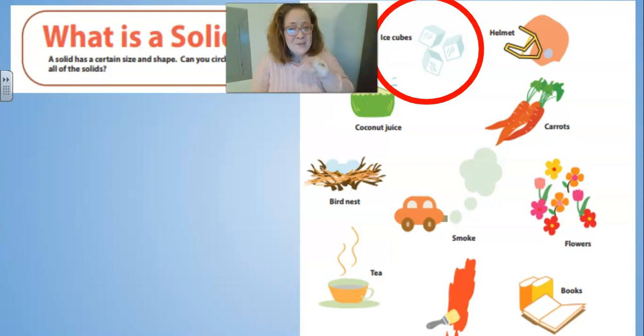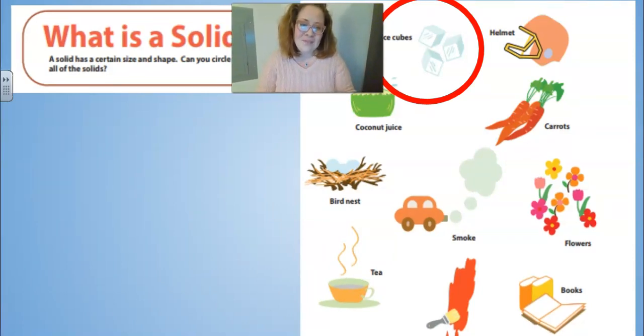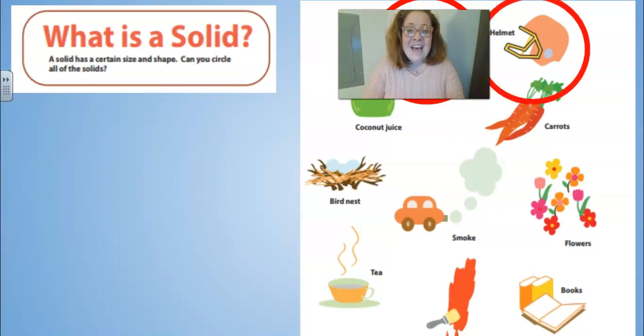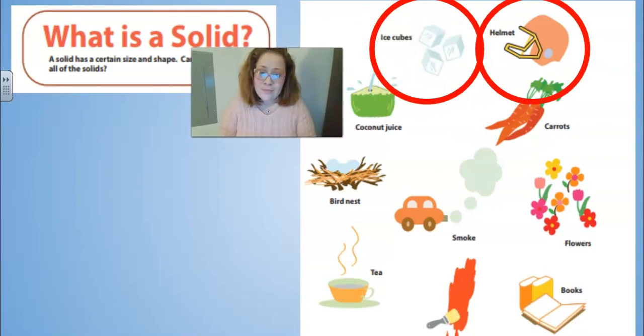Yes, that red circle means that an ice cube is a solid. Great job. How about a helmet? Is a helmet a solid? Yes or no? Yes, a helmet is a solid. It has a certain size and shape.